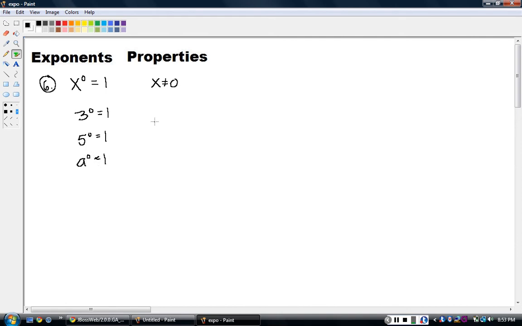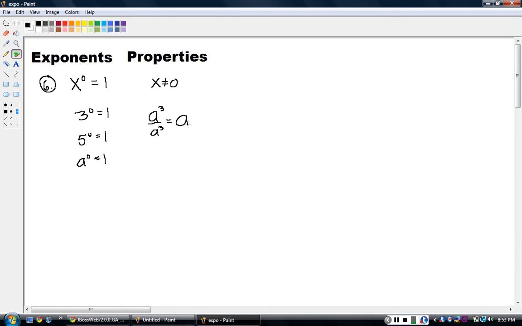A to the 0 equals 1. Okay. Real quick, let me try and explain why this is true. Let's use one of our other properties that we've already learned just for an explanation. This is a to the third divided by a to the third. We know that should be equal to 1, right? Any number divided by itself is 1.